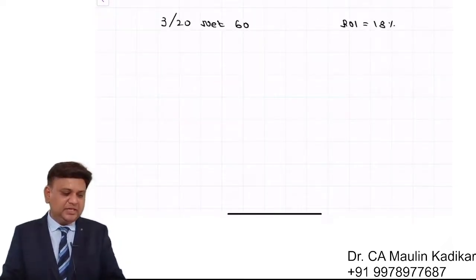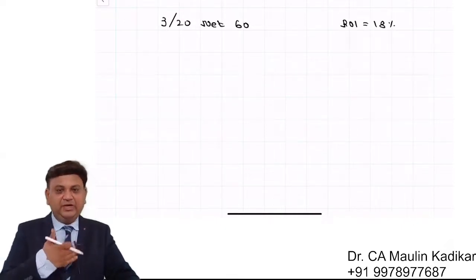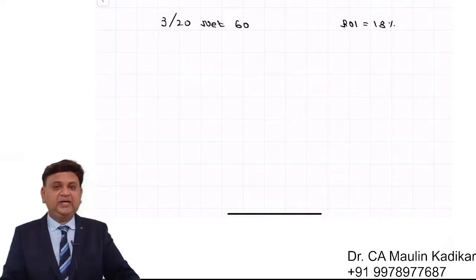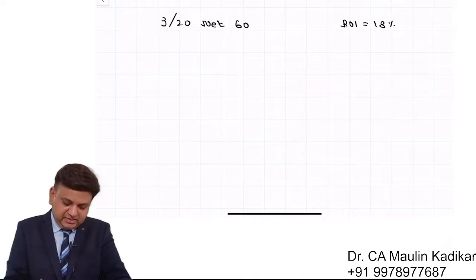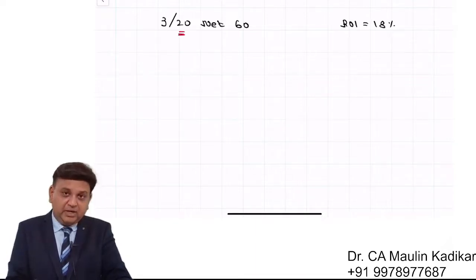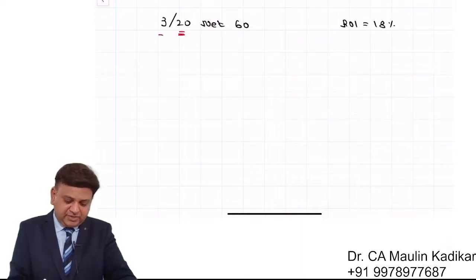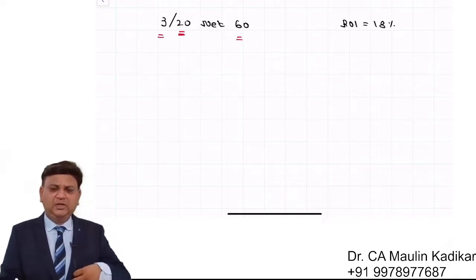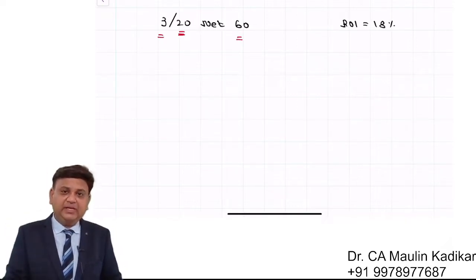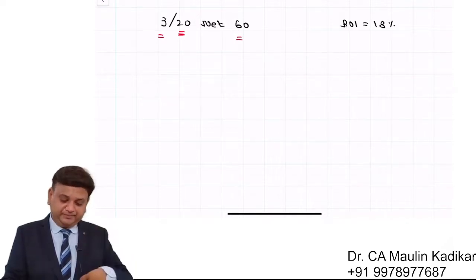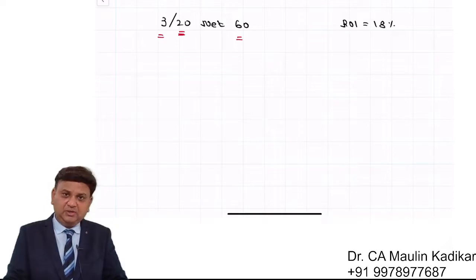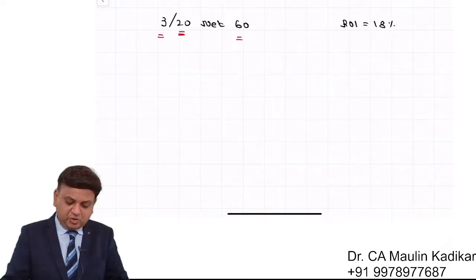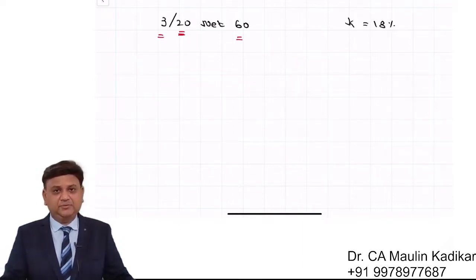So friends, the question provides the information like this. We are ABC Limited and our supplier has offered that if we make payment within 20 days, we will be given a cash discount at the rate of 3%, and right now we are making the payment in 60 days. In short, we have the credit terms of 3/20 net 60 offered to us. We have to decide whether we should take advantage of the cash discount or not if the cost of capital of the company is 18%. That is the question.